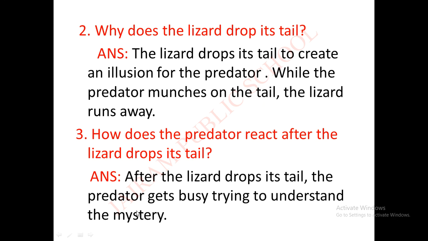What is the spelling of the word mystery? M-I-S-T-E-R-Y, mystery. What is the spelling of the word understand? U-N, S-T-A-N-D-E-R, understand. S-T-A-N-D, stand, understand. Gets, G-E-T-S, gets. Trying, T-R-Y-I-N-G, trying.